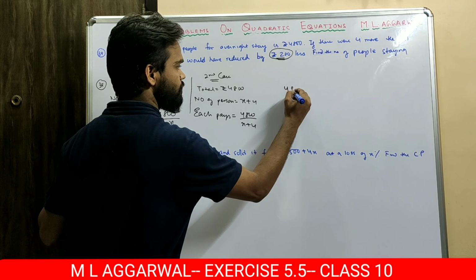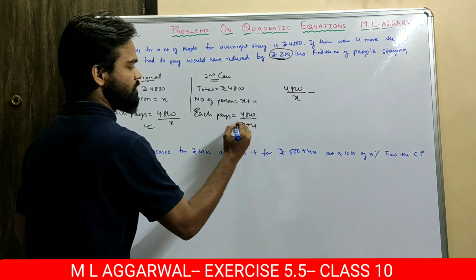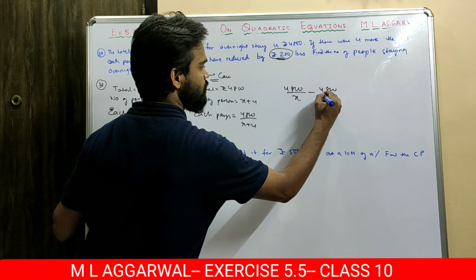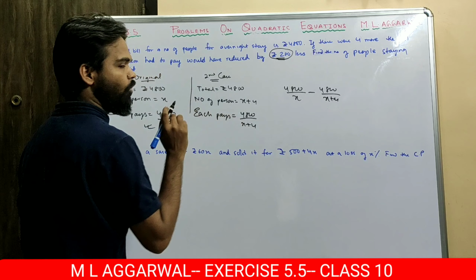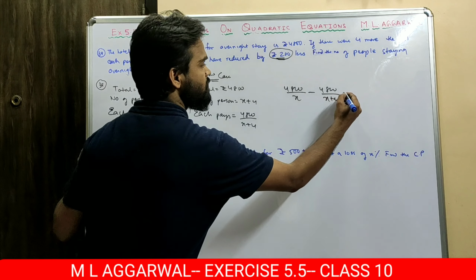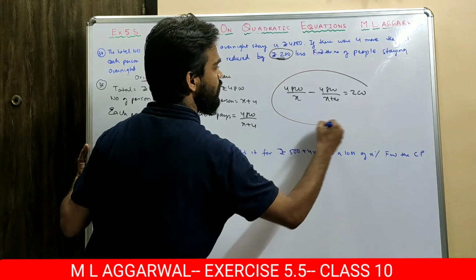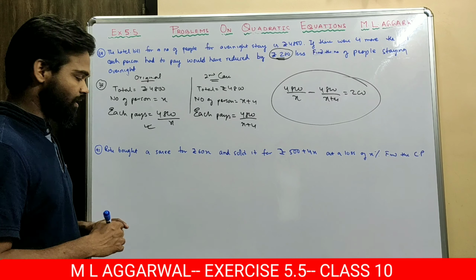this minus the second case, because if there were more people the amount will be less, is 200. Done. Now look at sum number 41.